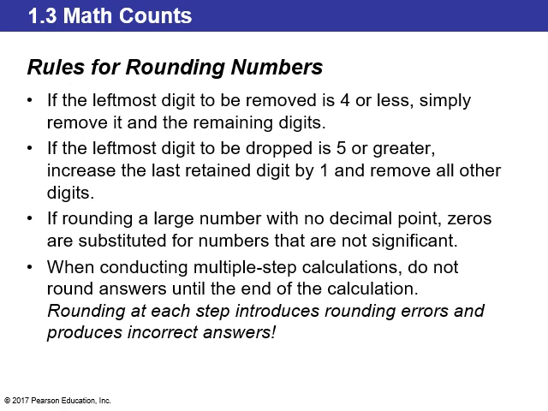When we're doing our significant figures math, we're going to encounter rounding, so we're going to have to learn the rules for rounding. If the leftmost digit that's going to be removed when you're rounding is 4 or less, we round down. If it's 5 or greater, we round up.